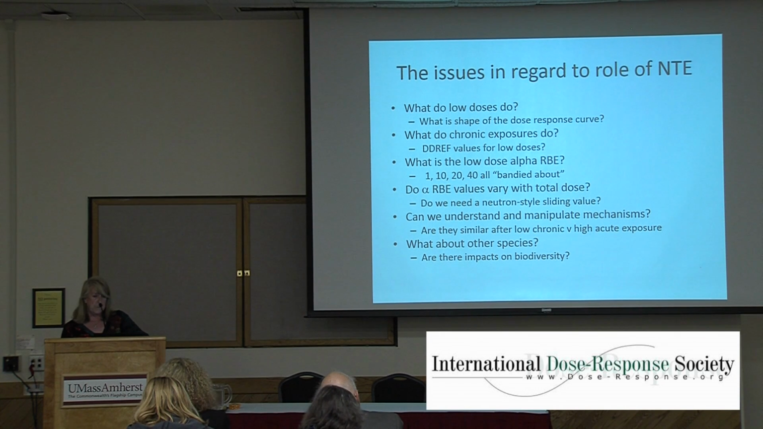Can we understand and manipulate mechanisms? If we understood the low dose mechanisms, would we have new targets, for example, for therapy or for radiation protection? And then one of our particular interests is what about other species? Virtually everything in radiation protection at the moment is concerned with cancer induction in humans. But cancer is not a problem in other species, and how do we go about looking at radiation protection of ecosystems, for example, where you might have low chronic doses to multiple species?